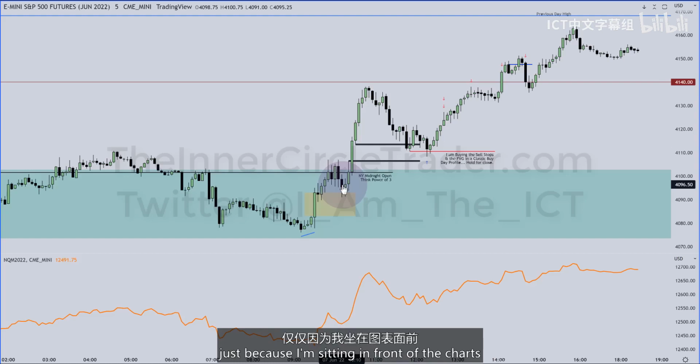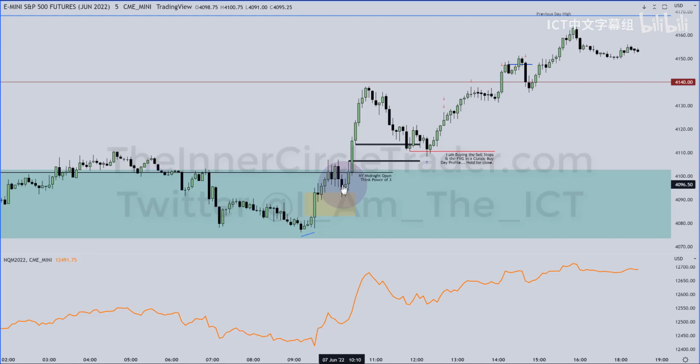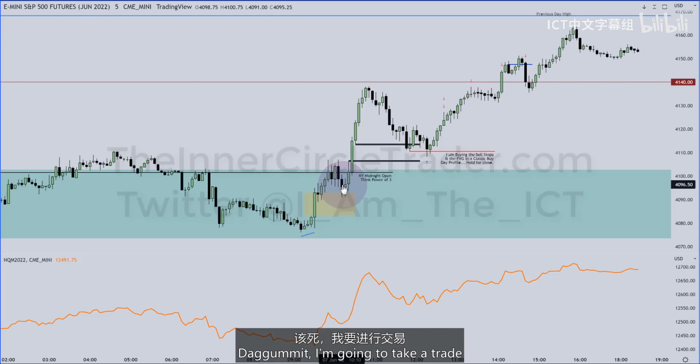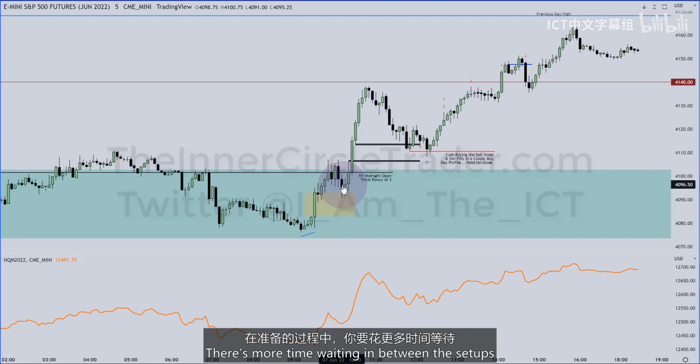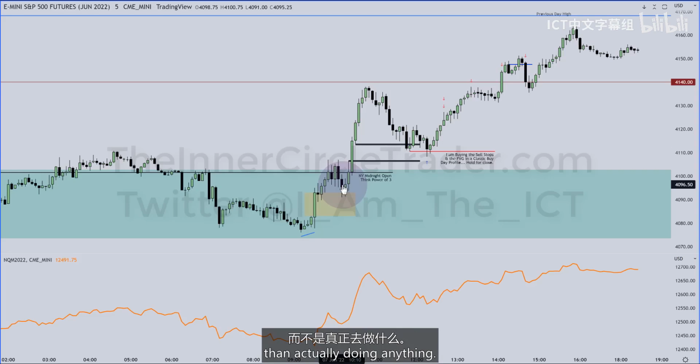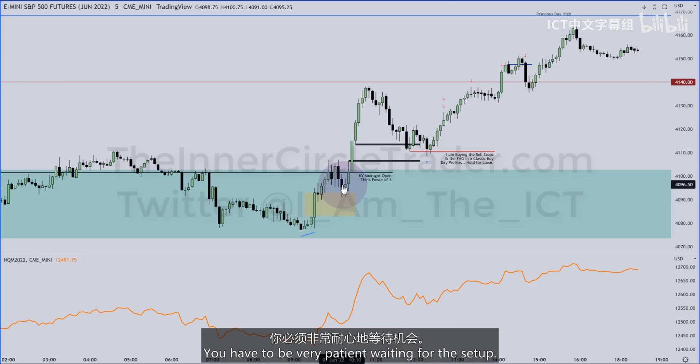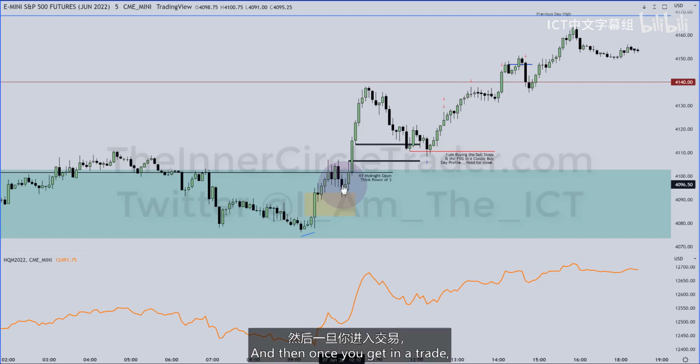See, just because I'm sitting in front of the charts doesn't mean I'm taking a trade, because guess what? Dadgummit, I'm going to take a trade because I've been here all day and I deserve one. It doesn't work like that. You have to wait and be patient. There's more time waiting in between the setups than actually doing anything. And then it's funny, you have to have incredible patience in both stages. You have to be very patient waiting for the setup. And then once you get in the trade, you have to be patient and let the trade pan out.